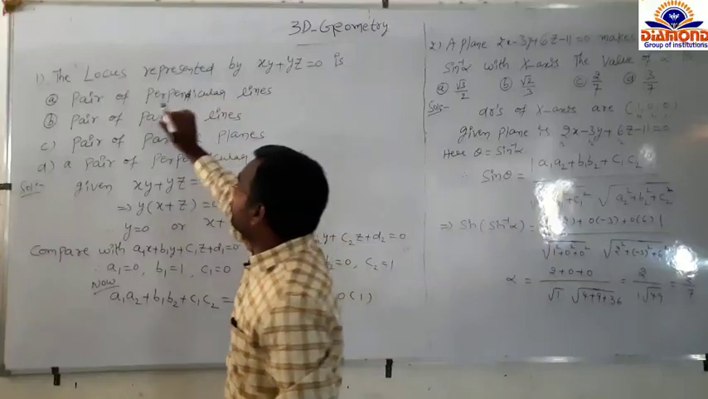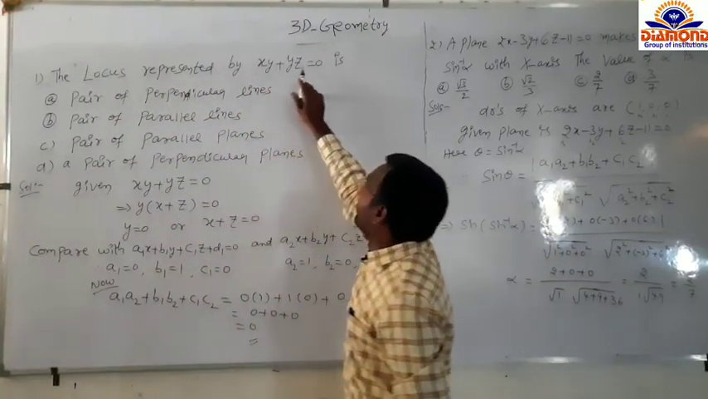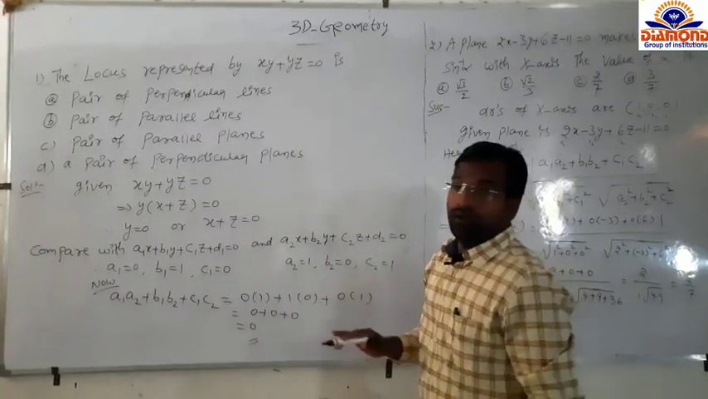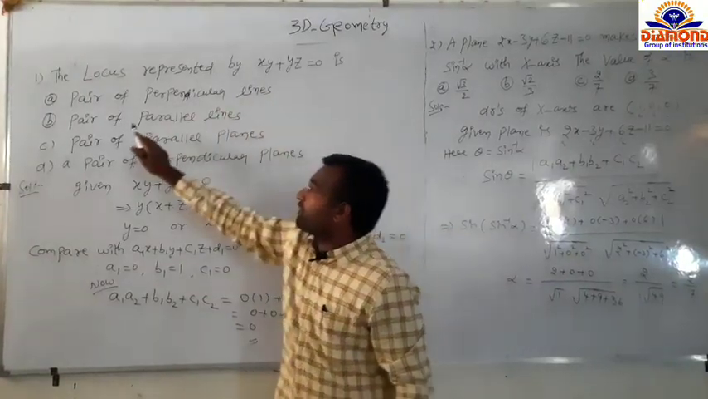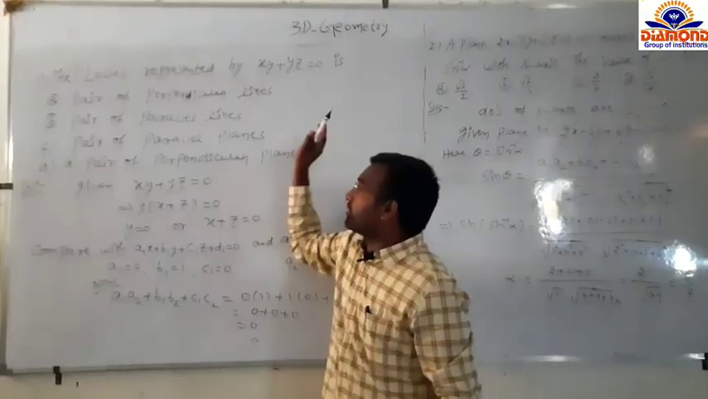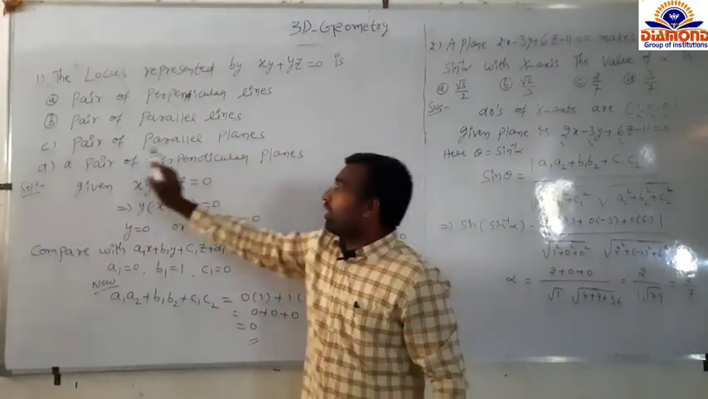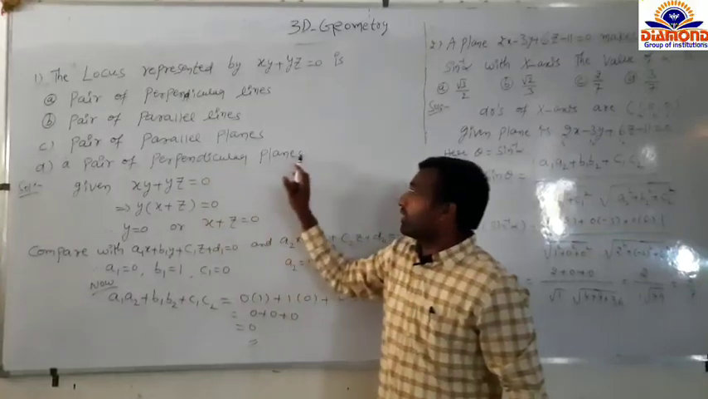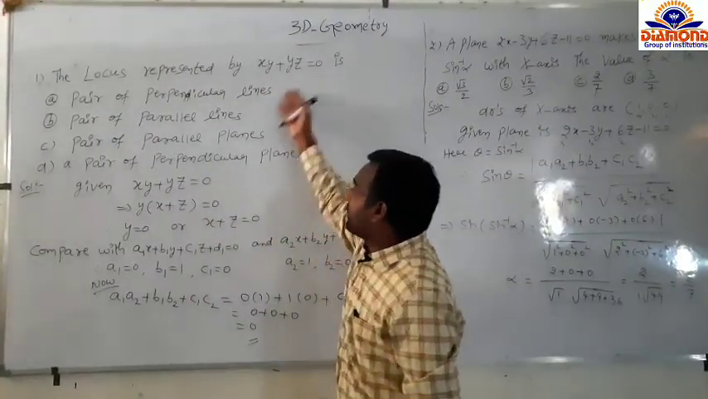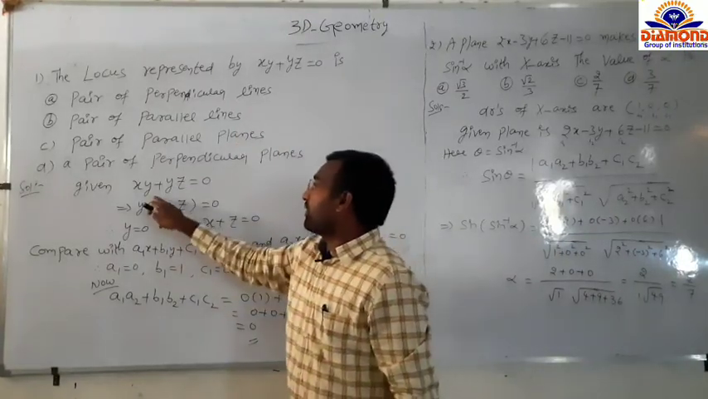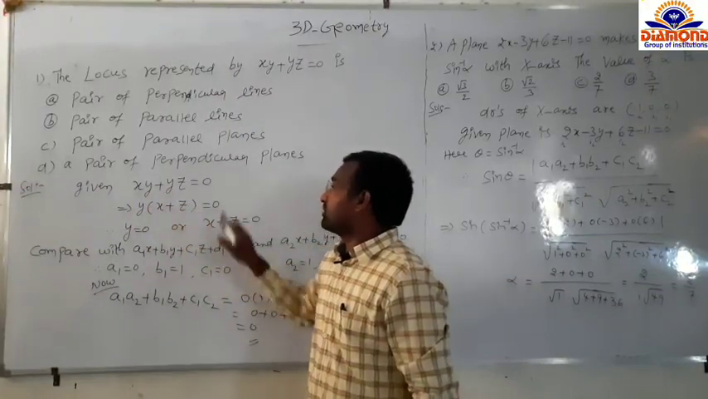First problem: the locus represented by xy plus yz equal to 0 is option A, pair of perpendicular lines; option B, pair of parallel lines; option C, pair of parallel planes; option D, pair of perpendicular planes. So take the given condition first, xy plus yz equal to 0. From here y is common, and the remaining is x plus z equal to 0.